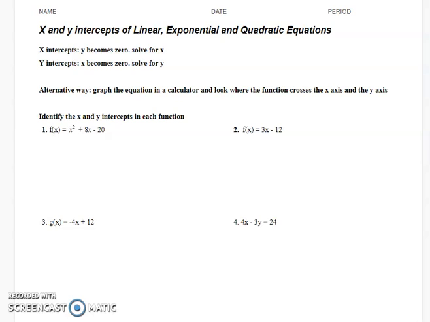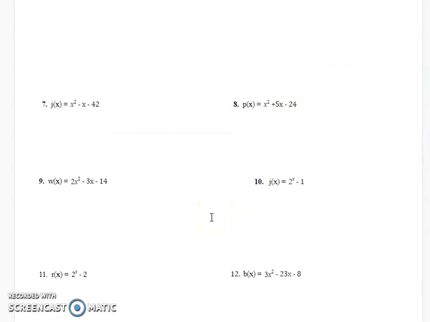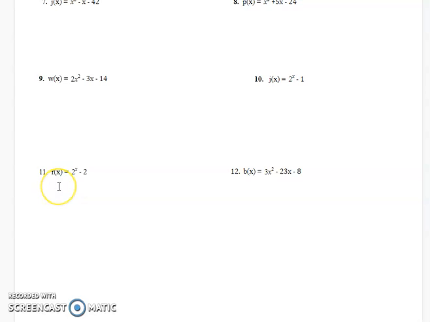All right, so today's lesson has a little bit of things you've done in the past, which is x and y intercepts of linear equations. Linear equations are things like y equals mx plus b, like number 2, number 3, or things in standard form like number 4. Those are linear. Exponential, you've done exponential stuff. That's like questions 10 and 11.